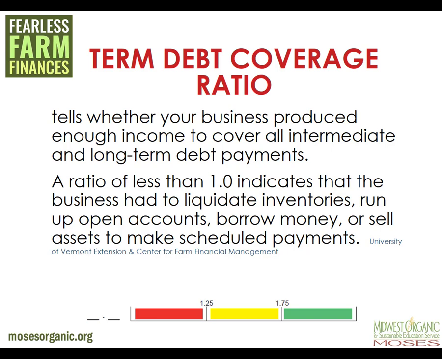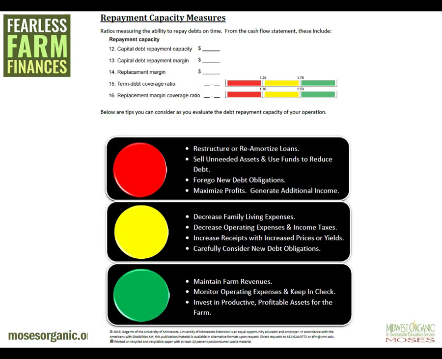So just kind of keep in mind that the magic number is 1.2. If we're at 1.2 or greater, we have a good term debt coverage ratio. If we fall below that, we're very vulnerable and probably in trouble. So again, if we look at this resource as a way to help us, essentially if we have a term debt coverage ratio of less than 1.2, we need to look at restructuring or reamortizing loans, selling unneeded assets, and foregoing new debt obligations and maximizing profits.